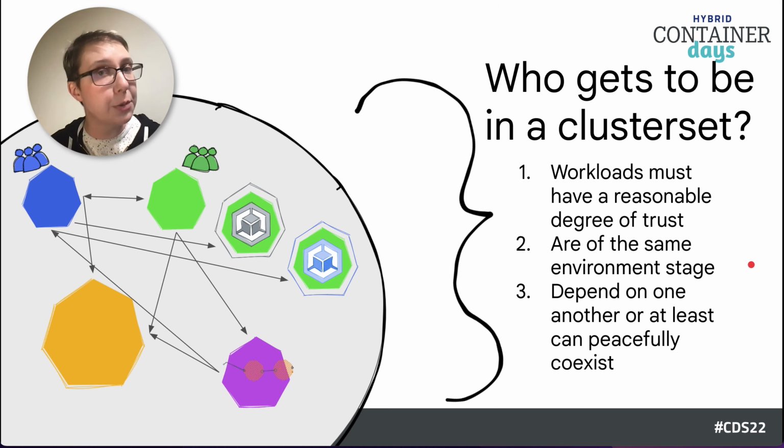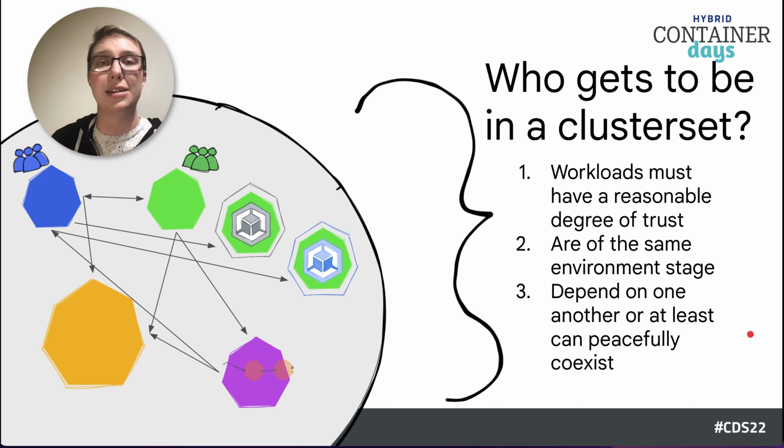And then lastly, clusters usually are in a cluster set together because their workloads depend on one another, though at minimum, they just need to peacefully coexist, right? So they don't necessarily need to be hard dependencies on each other, like really need to access every service in the blue cluster from the service in the green cluster.